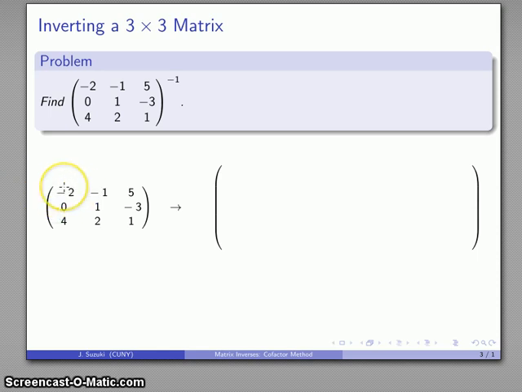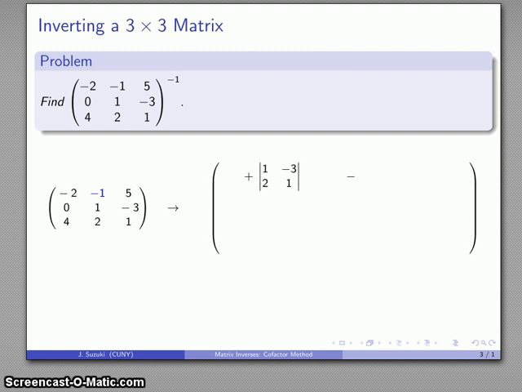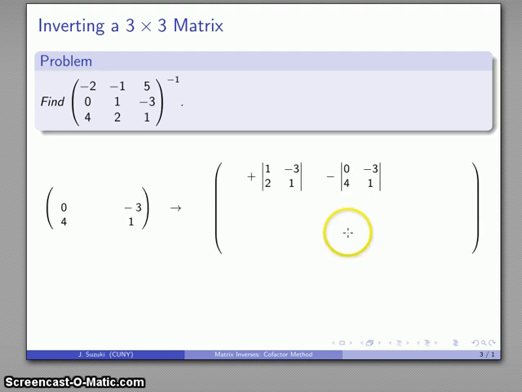Starting with this negative 2, I wipe out the row and column, leaving a minor, and that is going to be this. I'll find the determinant, and the upper left entry starts with a plus. So my first entry there is plus the determinant of the minor. What's the next entry going to be? Well, there's my next entry, negative 1 here, wipe out column and row, checkerboard pattern, plus, minus, and what I have left when I wipe out row and column is this matrix, 0, 4, negative 3, 1. So I want negative the determinant of that minor.